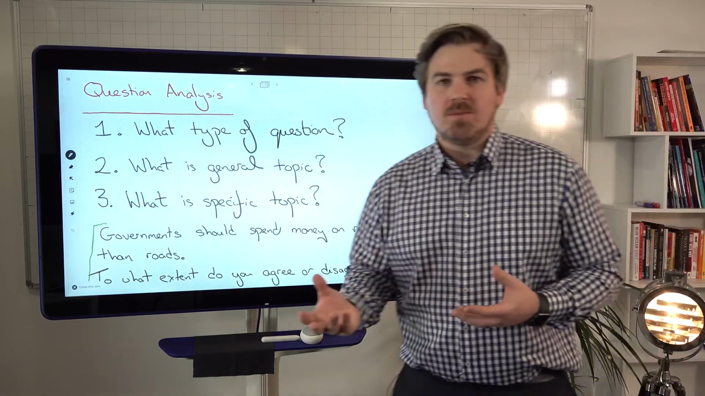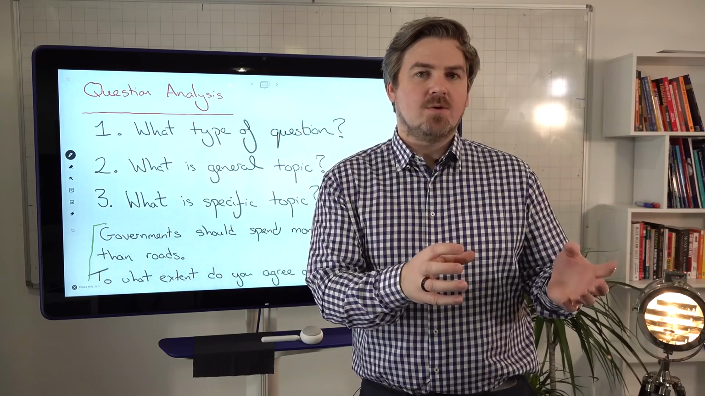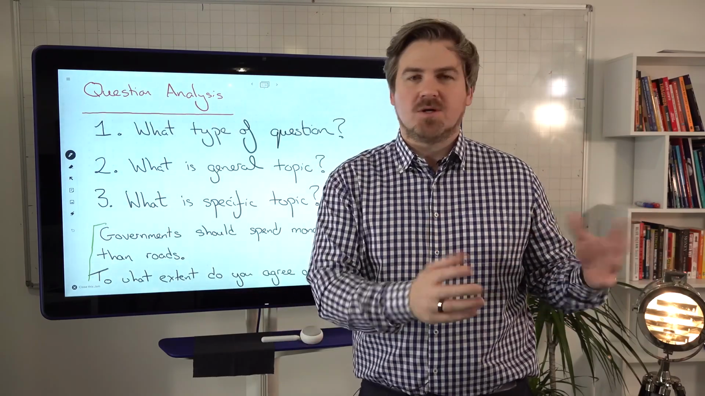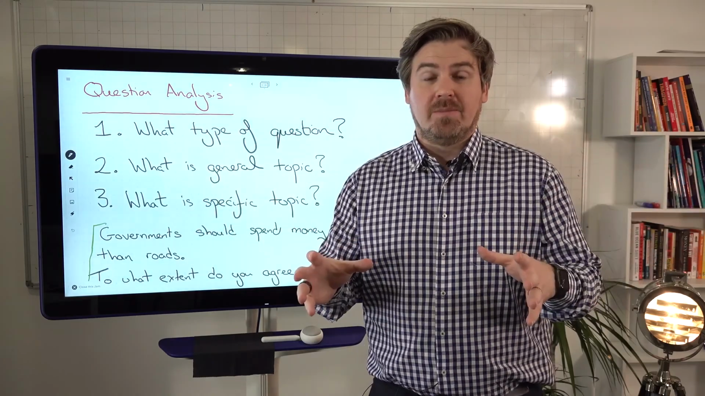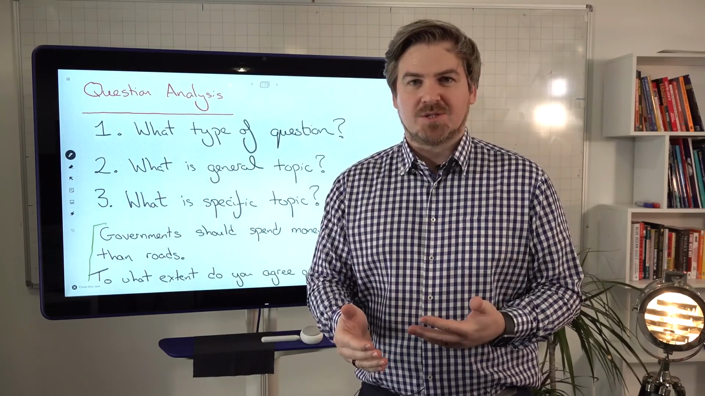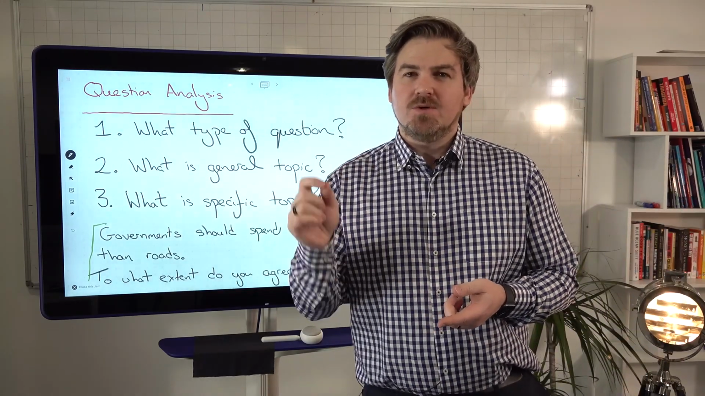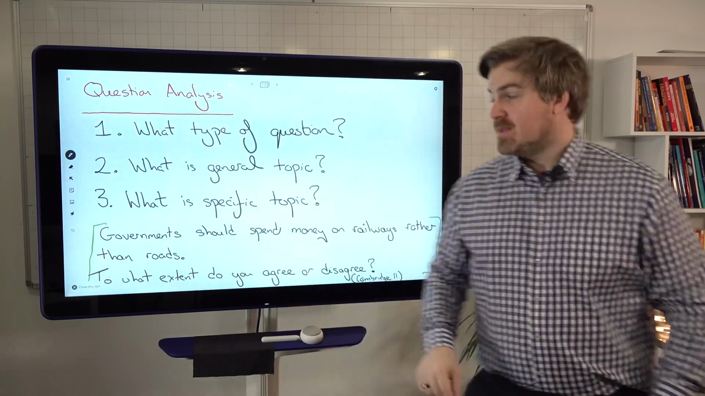The second question is really important. A common problem that examiners see every single day is that students will look quickly at the question and they will write generally about the topic. So if the topic is about global warming, they will write everything they know about global warming and just put it on the paper. That is not answering the question. You need to understand what the general topic is so that you can then drill deeper down and focus on the specific thing that they're asking you.